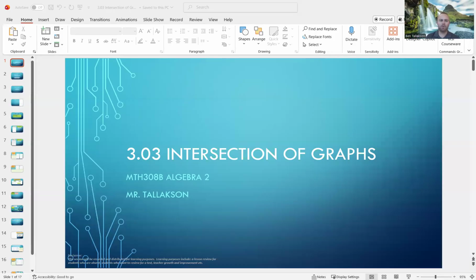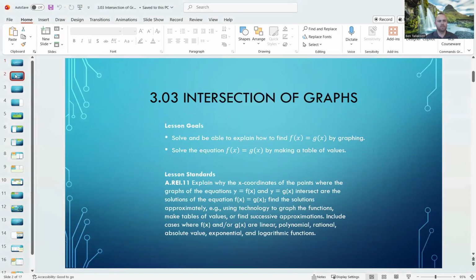Today we're looking at 3.03, intersection of graphs. Got a couple goals: solve and be able to explain how to find f of x equals g of x by graphing, and solve the equation f of x equals g of x by making a table of values.